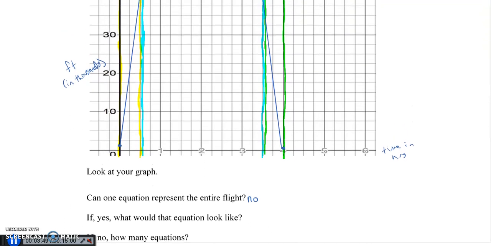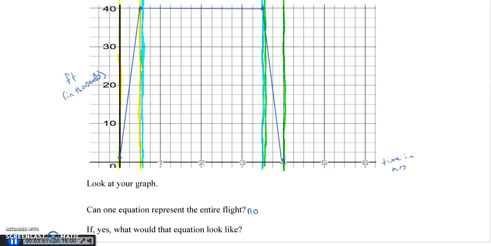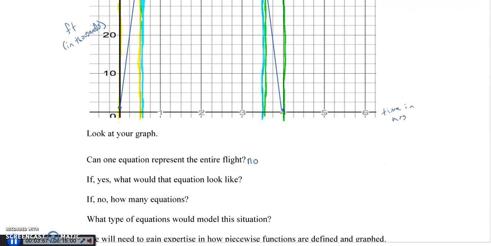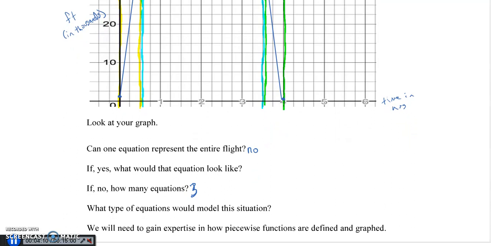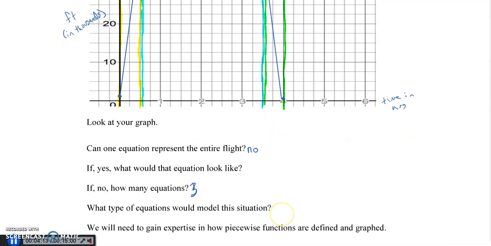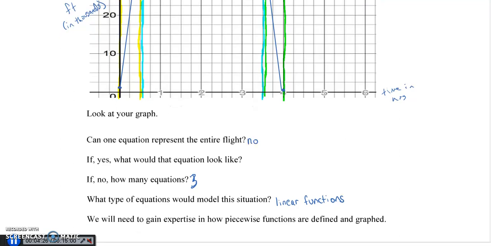But if no, how many equations could we do? Well, how many different colors did we highlight with? We highlighted with 3 different parts, so we could write 3 different equations to make this look good. And each of these equations would be what type? Would they be lines? Would they be circles? At this point, we only have really talked about linear functions, so we're going to stay with that linear idea. So they would all be linear functions. What we're saying is we would have 3 linear functions that would make up this idea of our flight.